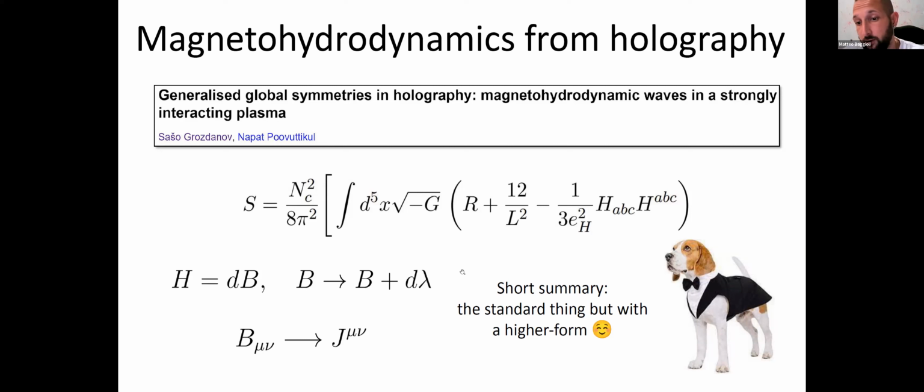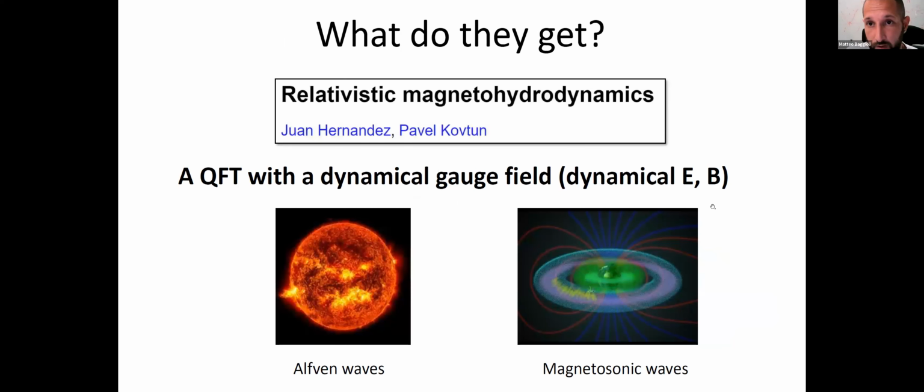And if you do the standard holographic dictionary, what you find is that this system has a gauge symmetry in the bulk, which is this higher form symmetry. Hence, it has the same global symmetry in the boundary. And then according to what these people are saying, this system should give you a boundary theory with dynamical gauge field, because it will give you Maxwell equations. And that's exactly what they proved.